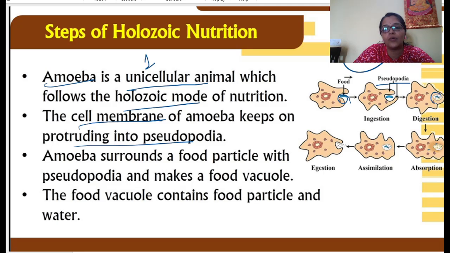The food is covered by the food vacuole, and inside the food vacuole, the food gets digested. After digestion, it gets absorbed. The important nutrients are absorbed inside the body of amoeba. Finally, it is used by the amoeba for various activities. And the last step, egestion: the unwanted substances are ejected out. So these are the 5 steps involved in Holozoic nutrition. Hope it is clear to you.